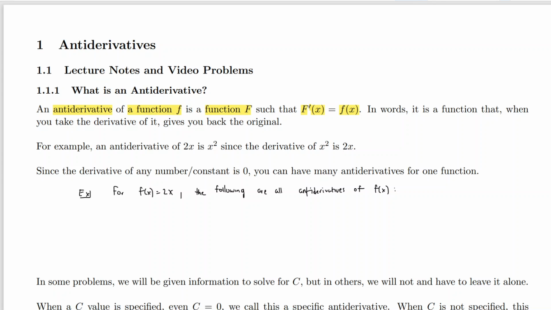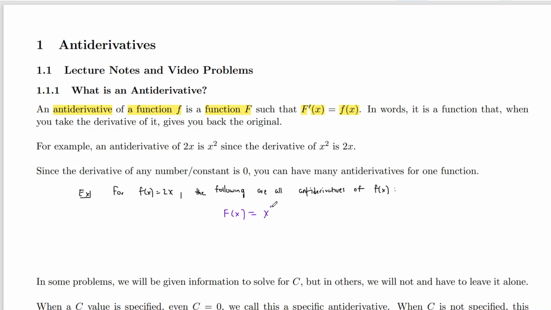Now I should specify that this notation, using a capital F to represent the lowercase f's antiderivative, is just a general thing. It's not like the derivative notation, like a prime. We still have to write that capital F prime equals lowercase f. So you could use g or any other letter to say the antiderivative function. This is just the normal way to write it. But all of the following are antiderivatives.